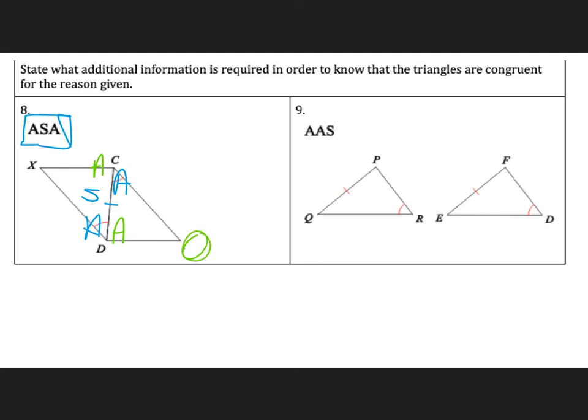I missed a letter here, so I'm going to make up that letter. I'll fix that image for you right now. But this is going to be, let's see, we have XCD, so I'll do Y over here. So the angle that I need is angle XCD is congruent to angle YDC. Those have to be congruent.